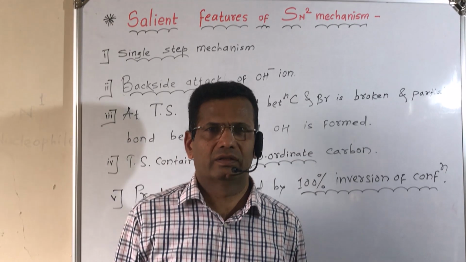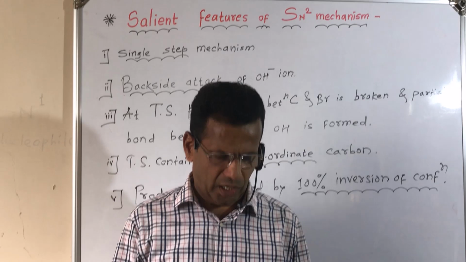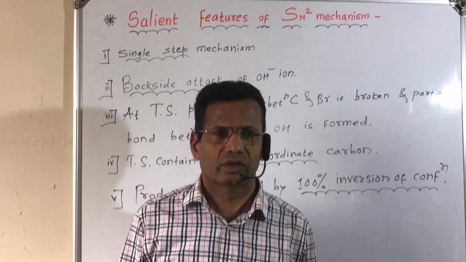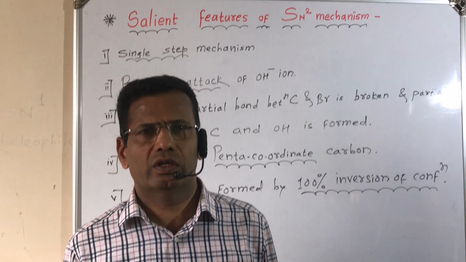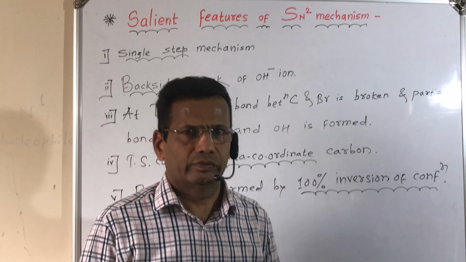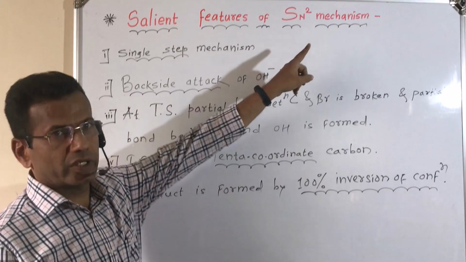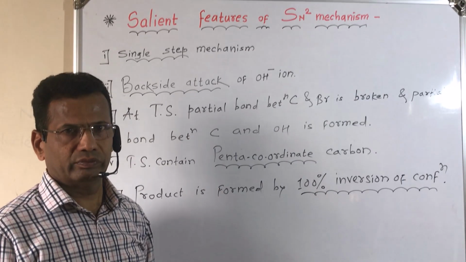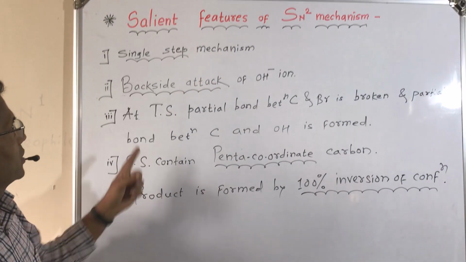Hello friends, in the last video lecture from the topic halogen derivatives, we have studied in detail the SN2 reaction mechanism. So today we will see the salient features of SN2 mechanism. There are 5 salient features of SN2 mechanism.